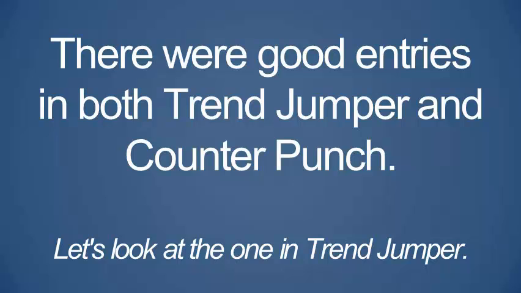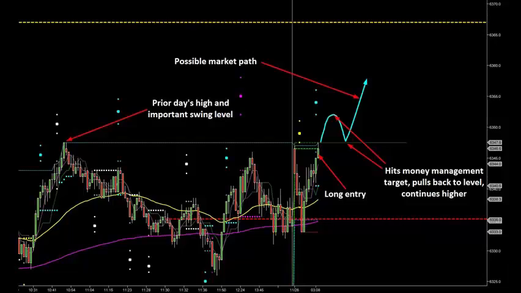Now, there were some really good entries in both Trend Jumper and Counterpunch, so let's take a look at this one in Trend Jumper. First of all, you can see that the entry needs to be adjusted around the prior day's high. So the calculator entry of 6346 is better to be moved manually to 6348.5, 2 ticks higher than the key price level.